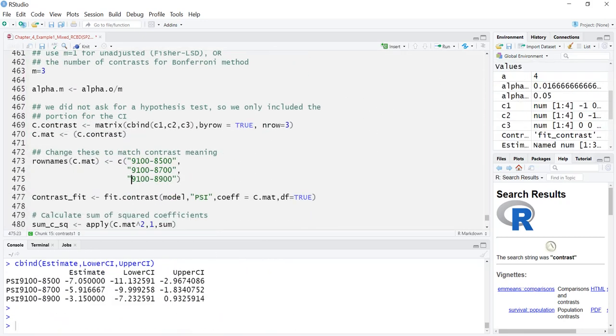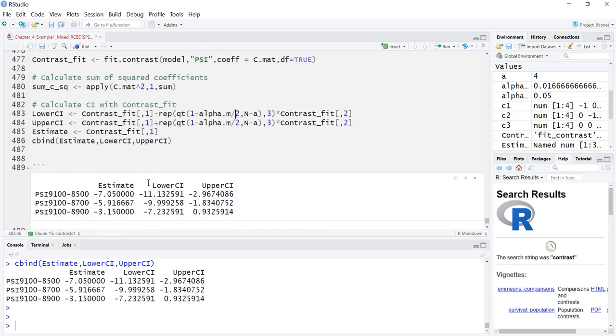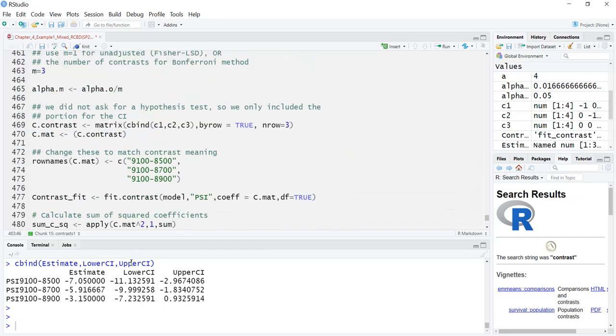Here we go. You can see down here, I don't have p-values, but if both numbers in the confidence interval are negative, it's significant at 0.05. And this is Bonferroni. I divided alpha by 3, so the interval uses 1 minus alpha over 2m. So that's my Bonferroni if I divide by 3. Okay? And so we see that 9100 and 8500 are significant. Also, 9100 and 8700 are significant. But 8900 and 9100 are not significant.